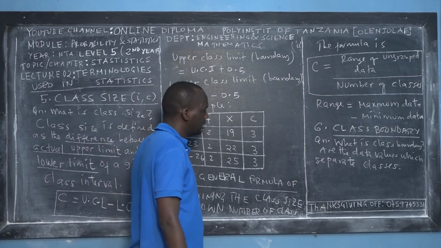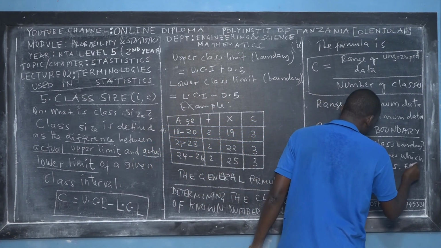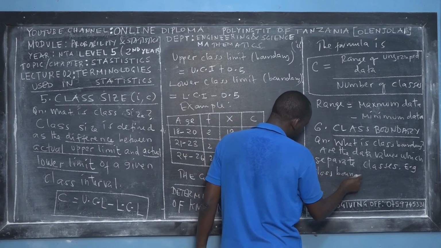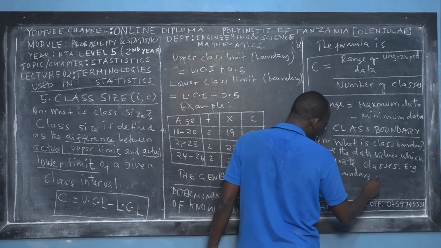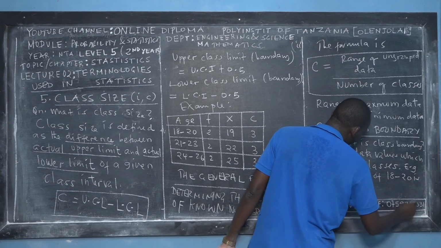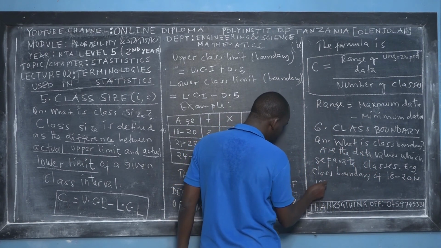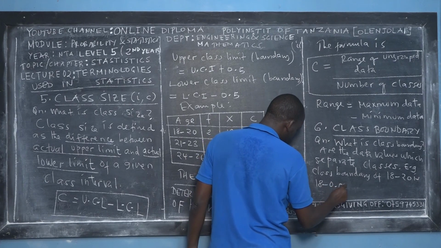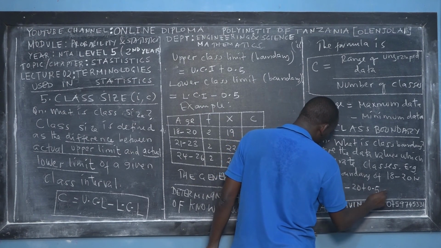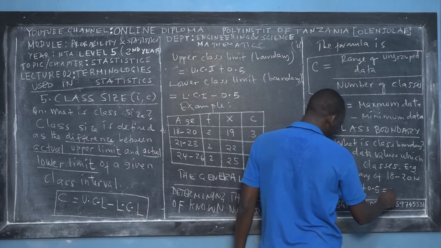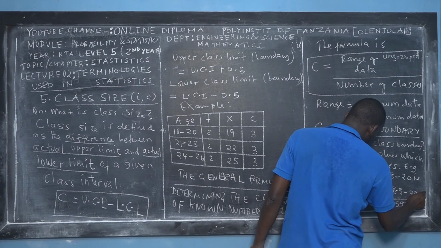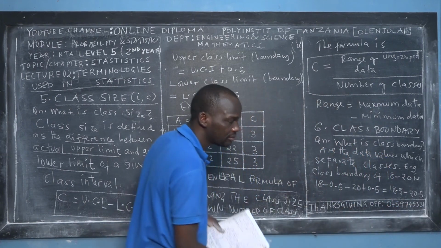So for example, the class boundary of the class interval from 18 to 20 is 18 minus 0.5 to 20 plus 0.5. So the lower class boundary will be 18.5 to 20.5. That is simple.